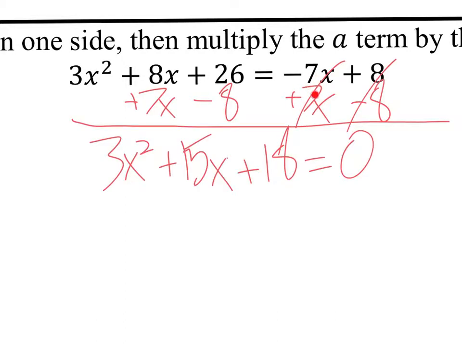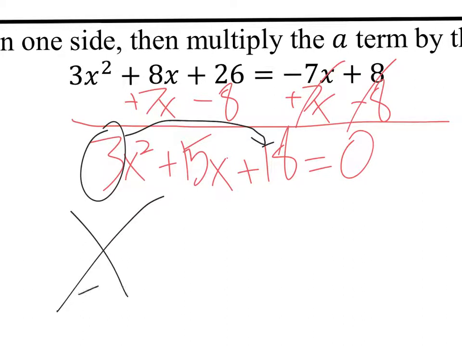So what I did was I added 7x to the other side, and I put it under the 8x because those are the like terms. They just have a regular x with no exponents. And then I minus the 8 over to the 26 because those are both my constant terms. So 26 minus 8 is 18, giving me the equation in standard form now of 3x squared plus 15x plus 18 equal to 0. What I'll do next is I'll take that 3, I'll multiply it to the 18.